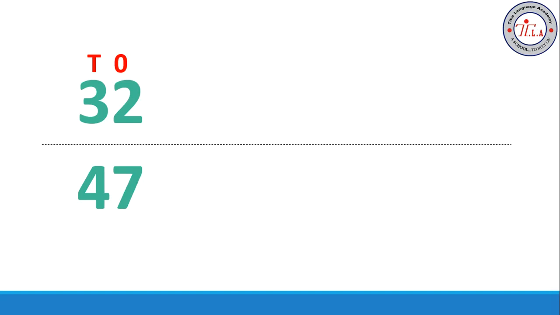So let's draw our dots: 1, 2. Okay, let's make our circle. Is there any dot left for us? No. So number 32 is an even number. Okay, number 47. Here, tens and ones.